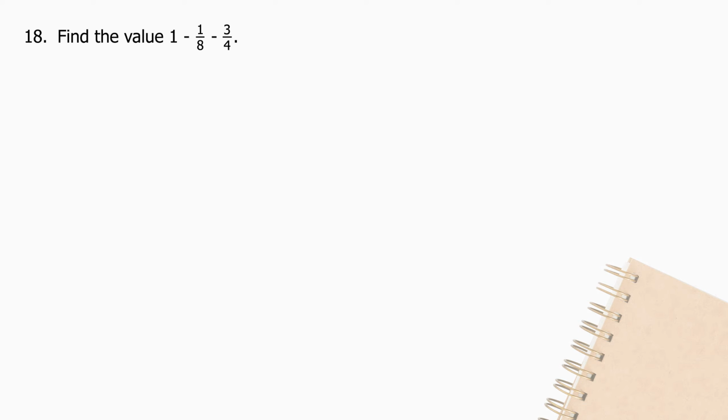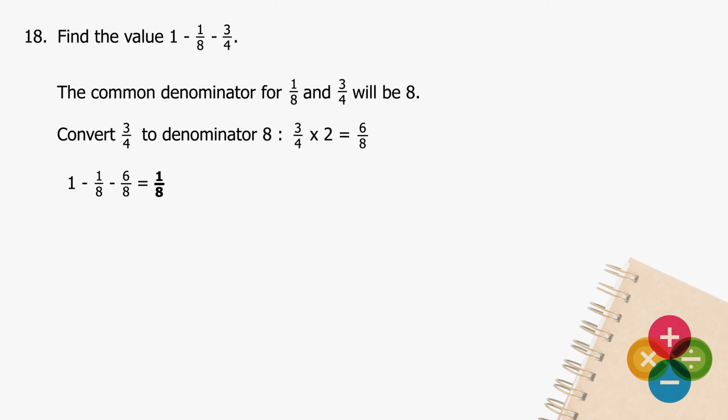Question 18. Find the value of 1 minus 1 over 8 minus 3/4. You will need to find the common denominator for 1/8 and 3/4. The common denominator is 8. Convert 3/4 to denominator 8, which will be 6/8. Take 1 minus 1/8 minus 6/8, and the answer will be 1/8.